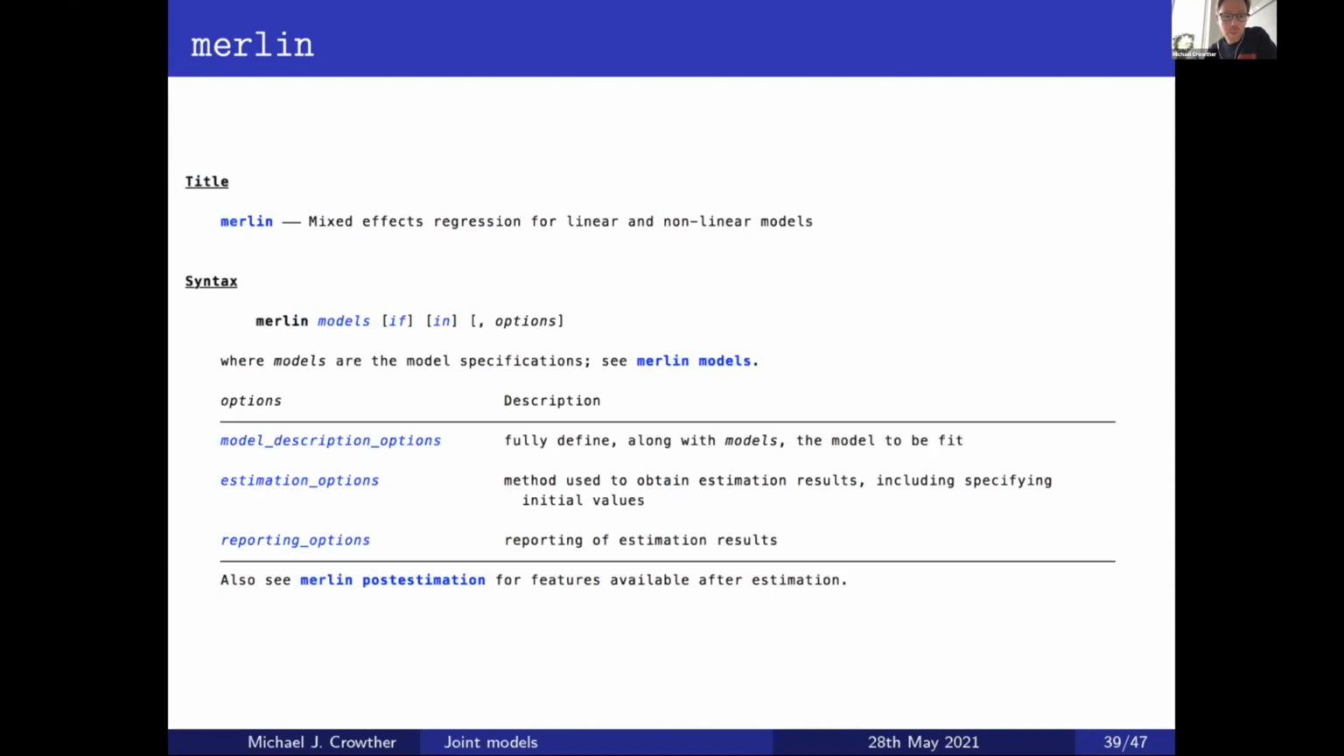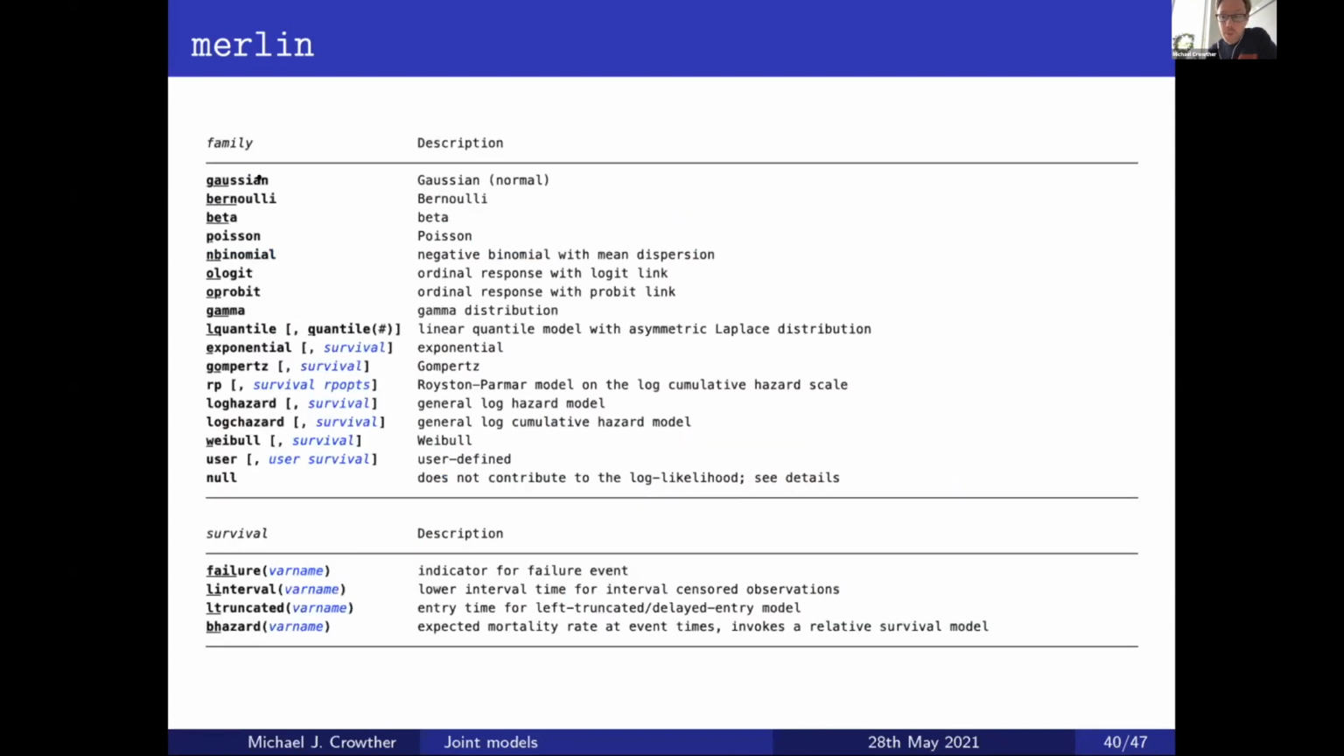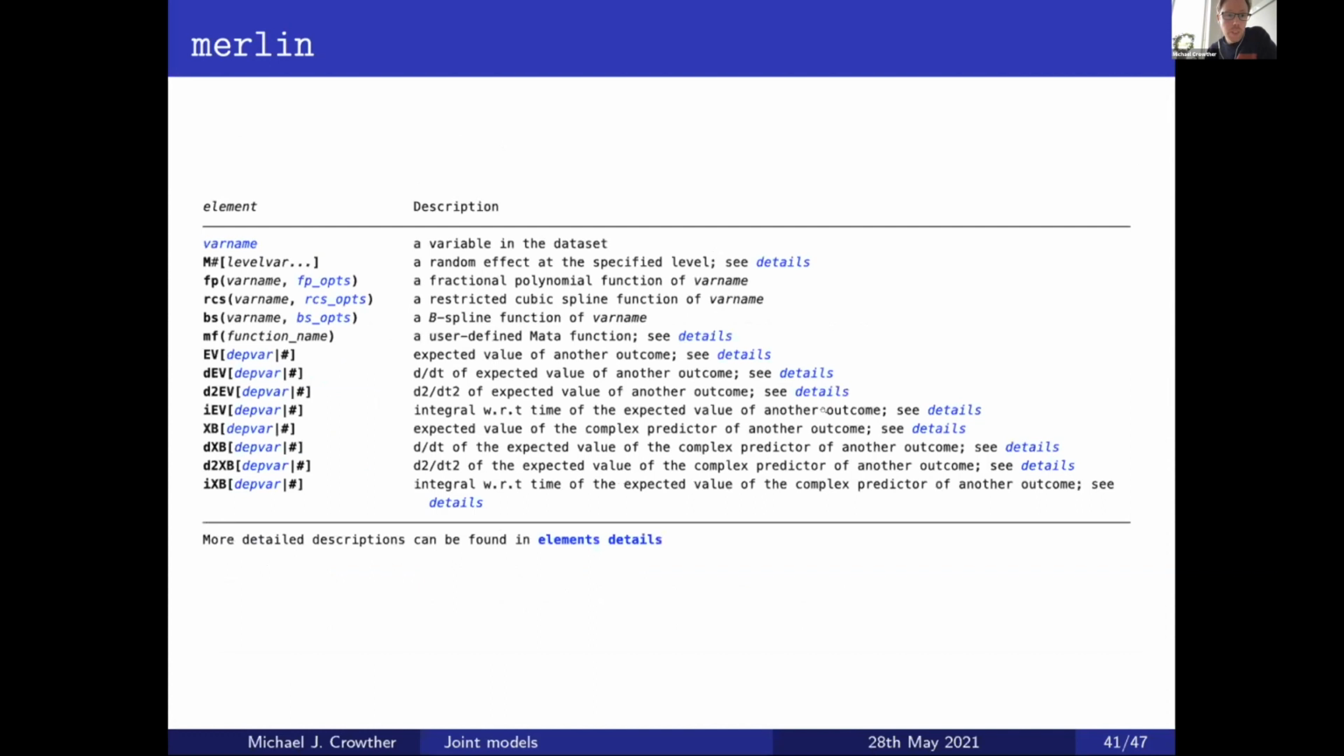There's lots of stuff on my website. So lots of different distributions available. Each outcome can be a Gaussian, Bernoulli, beta, etc. Lots of different survival type outcomes, allowing for left truncation, interval censoring. Models can be turned into a relative survival model. That's where we have the expected mortality rate and we want to estimate excess mortality rates. Each of those elements, I mentioned a few, can be a simple variable, a random effect, a spline function, the expected value of a different outcome, the rate of change, the integral of the expected value. There's lots and lots of flexibility in here.